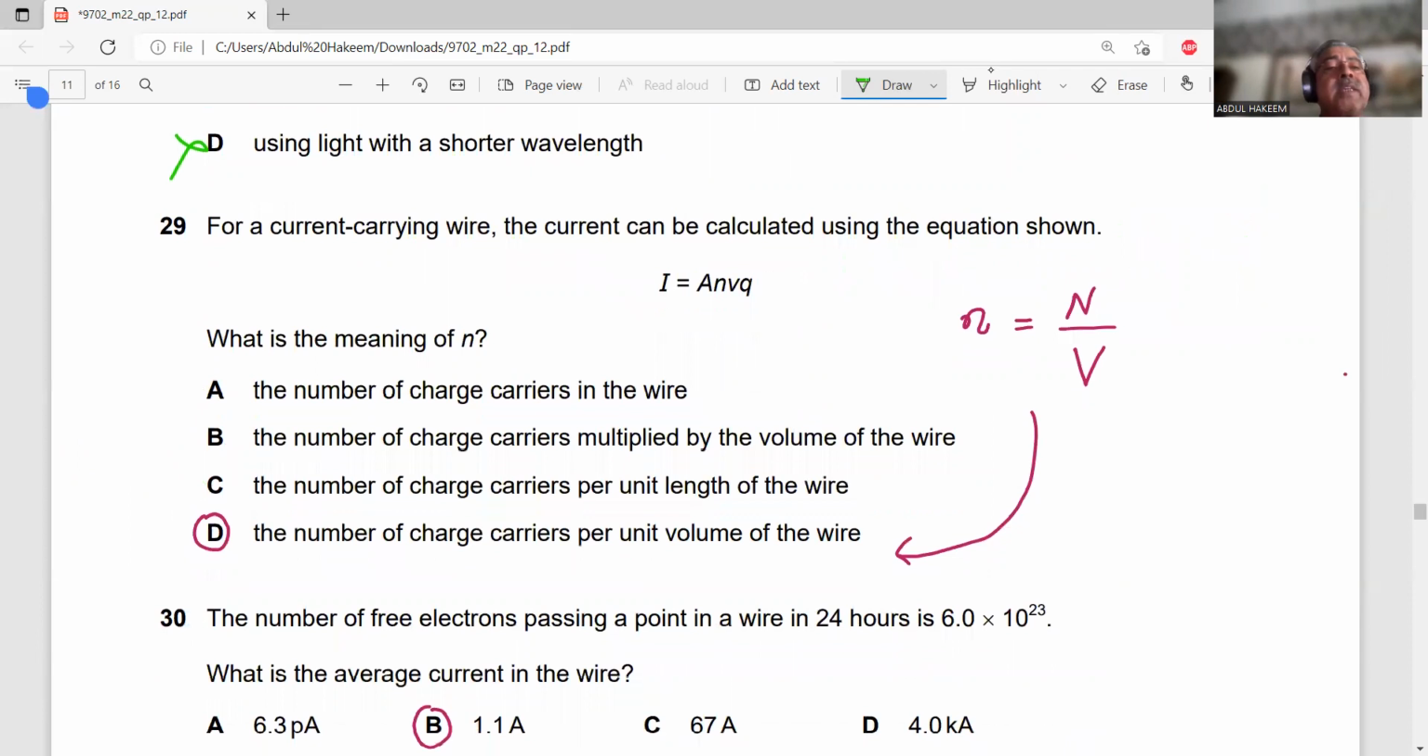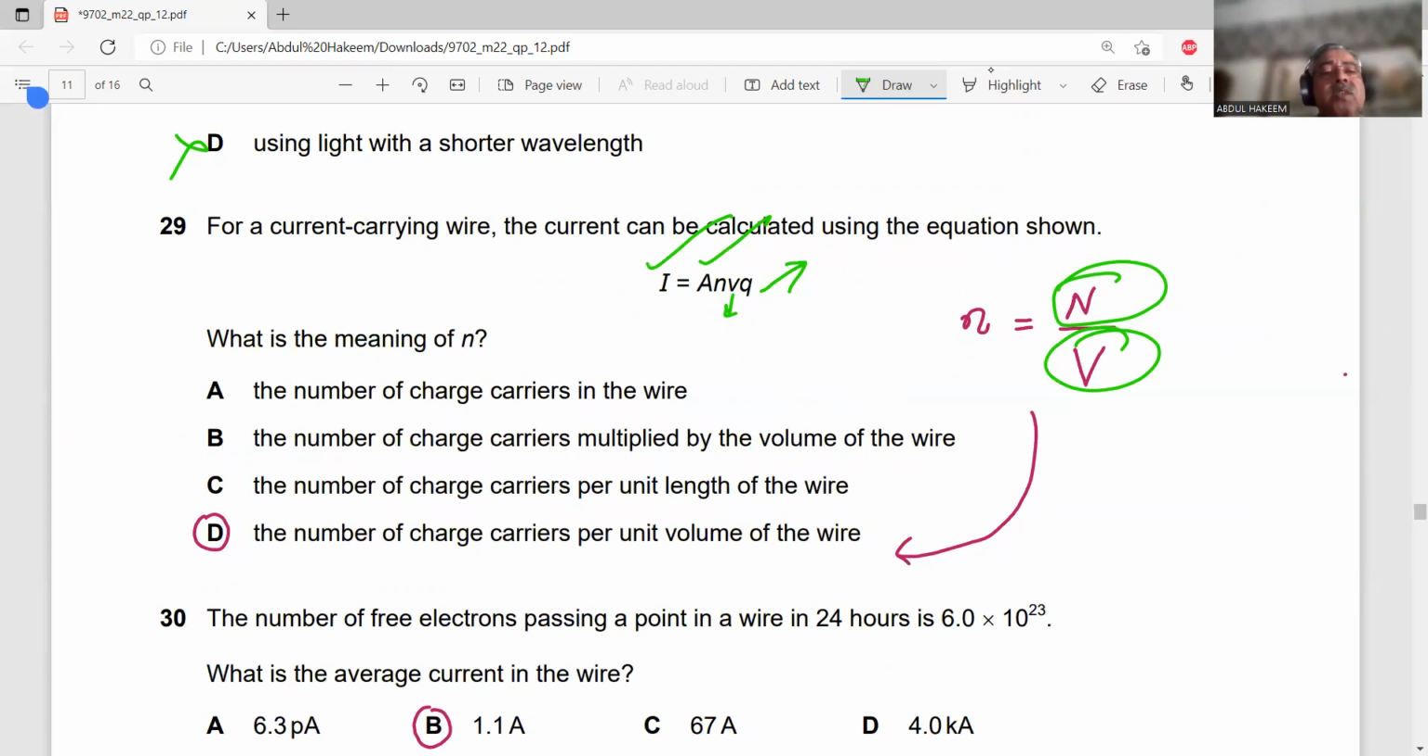Next question is 29. For a current carrying wire, the current can be calculated using the equation shown. I is equal to A N V Q. I is the electric current. A is the cross-sectional area of the wire. N is the number density, which is the number of free electrons per unit volume. And V is the speed, the drift velocity of the electron. And Q is the charge.